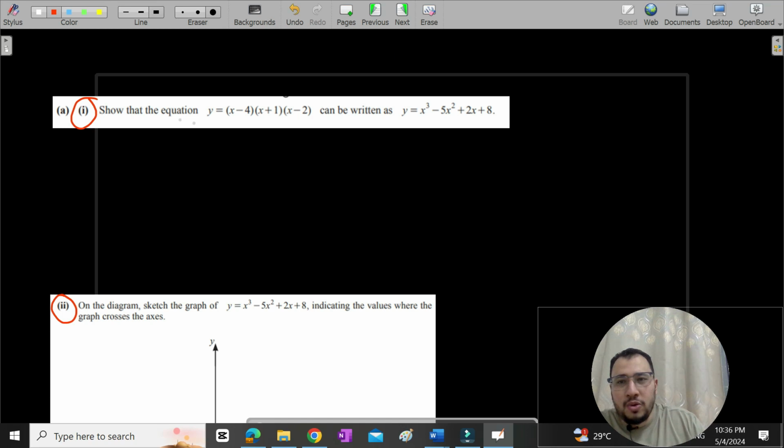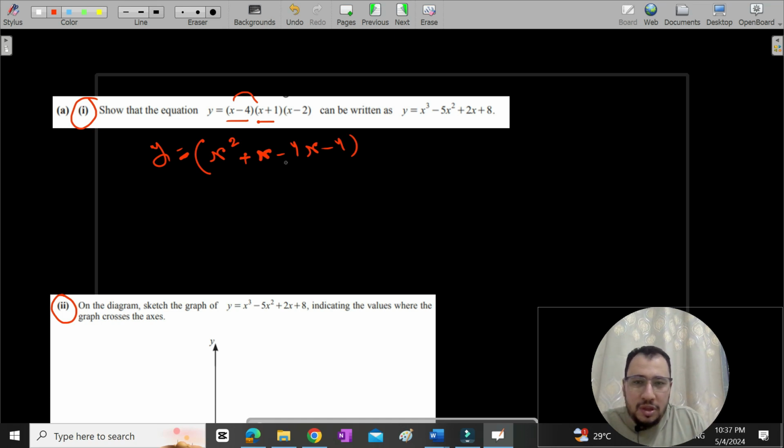So now let's start here with question I. Here I have y equals this function, and we have to show that the equation can be written in this form. How can we do that? We did a similar question in the previous example. So y equals, here I'll multiply x here and here. I'm going to distribute the first two brackets, and when you do that, it's going to be x squared plus x minus 4x minus 4. And when you simplify this, it's going to be x squared minus 3x minus 4.